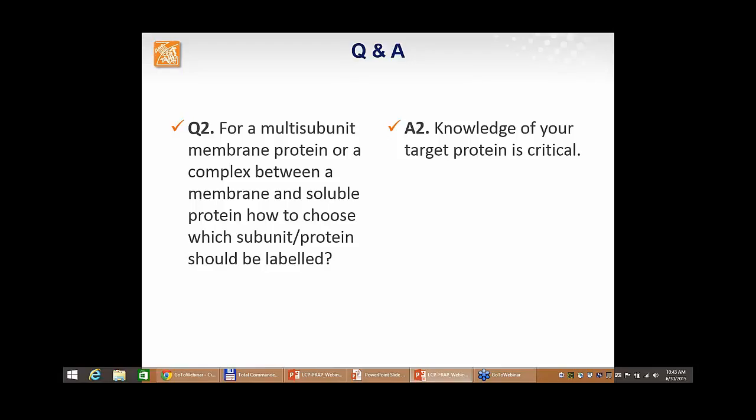It's a good strategy to try labeling the different subunits or try to label different partners in different experiments, so that you can follow diffusion of each of the subunits or each of the partners, and it can give you an idea if the complex has formed or these subunits or individual proteins diffuse on their own. So that's a good strategy: try labeling different components and look at the diffusion of them in LCP.